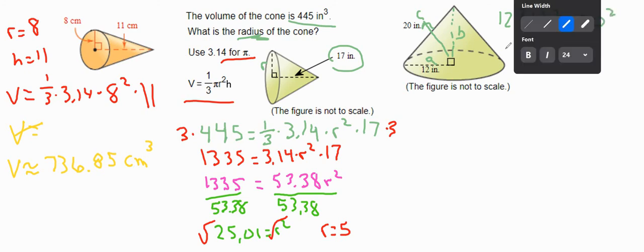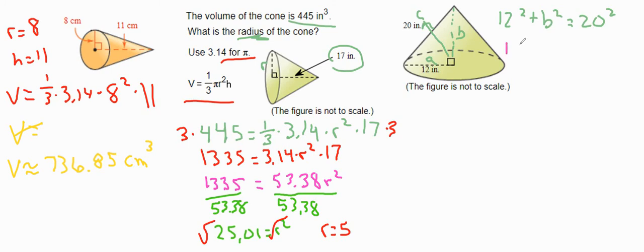Square both of the numbers first, so 12 times 12 is 144. 20 squared, 20 times 20 is 400. Now we get rid of the stuff that's on the same side of the letter, but not touching it. That's a positive 144, so the opposite is to subtract 144 on both sides. That gives us b squared equals 256.